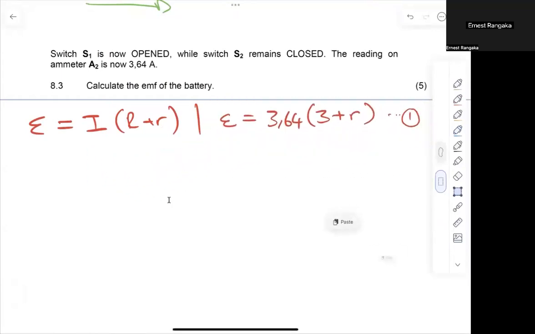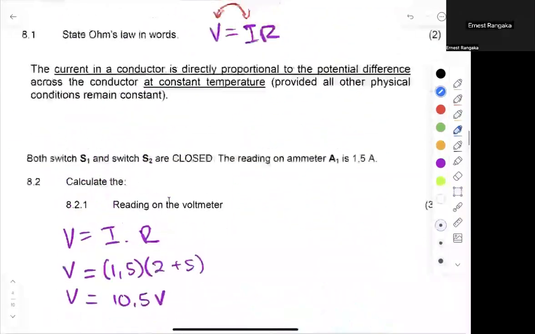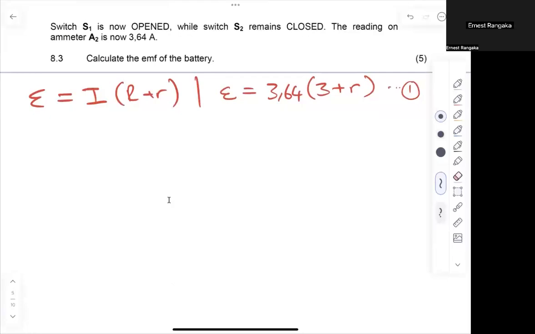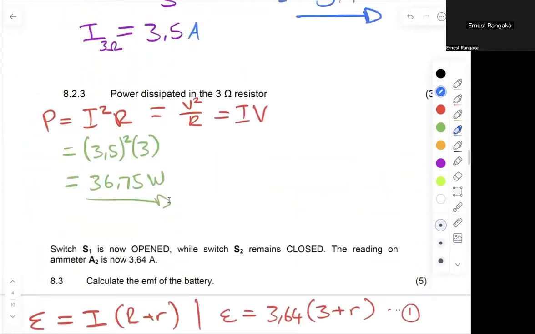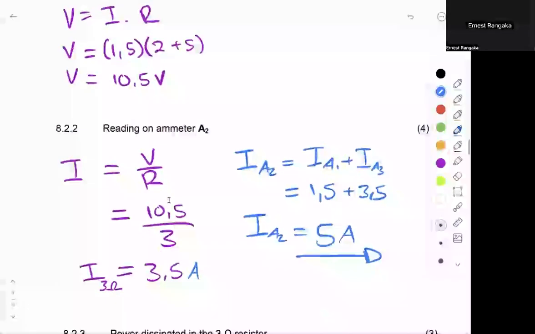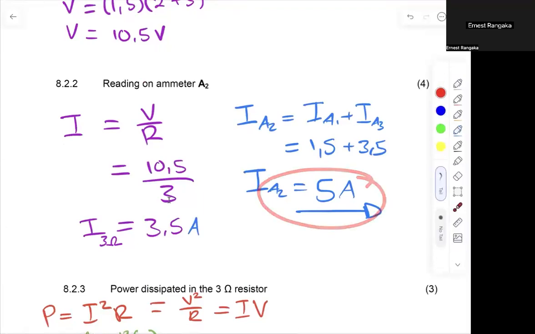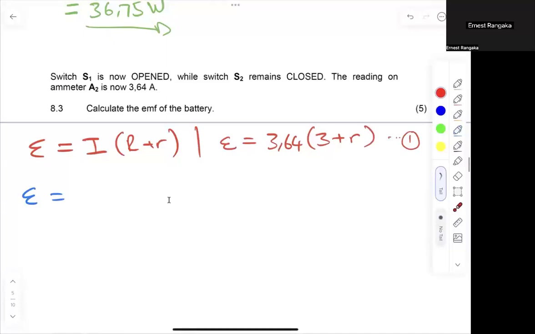Equation 2, I'm going to use the beginning part of this question, before any of the switches were opened. So for equation 2, EMF is going to remain as E. My current through ammeter A2, which the question asked us for, we worked out to be 5 amps. So that'll be the current for equation 2. Let's substitute that in: 5 amps times capital R.